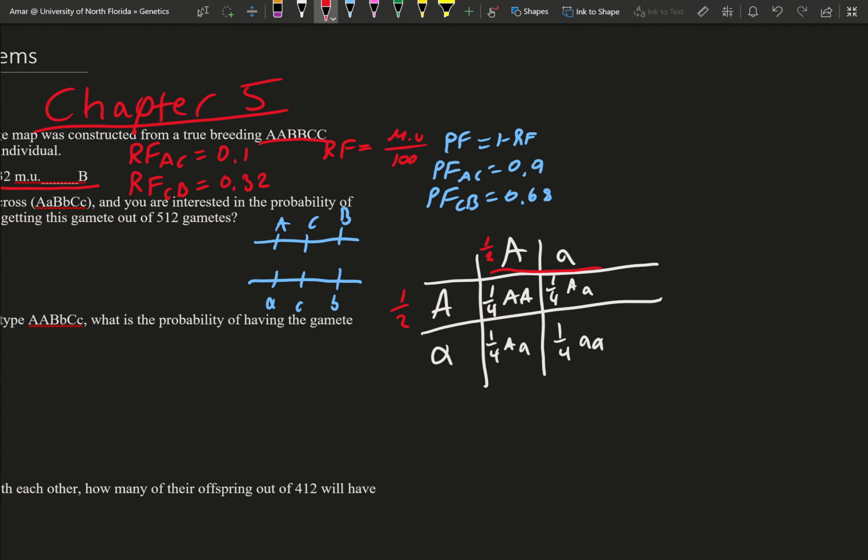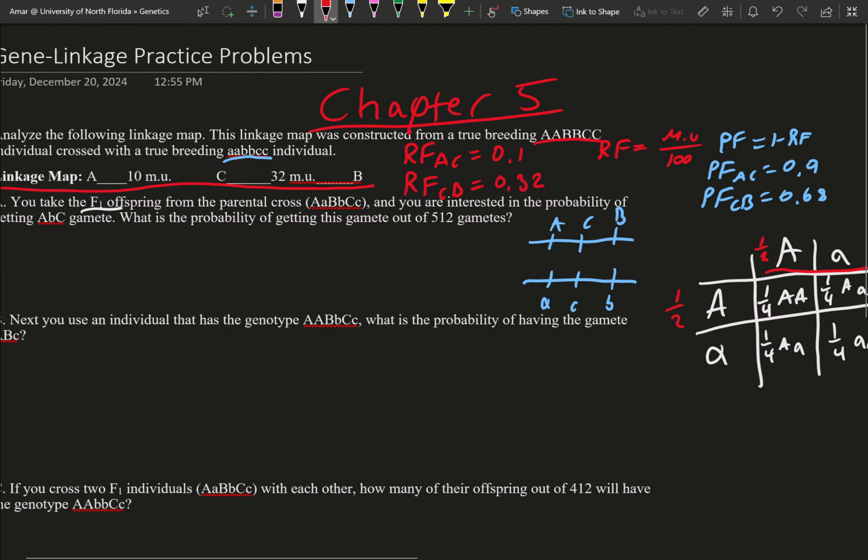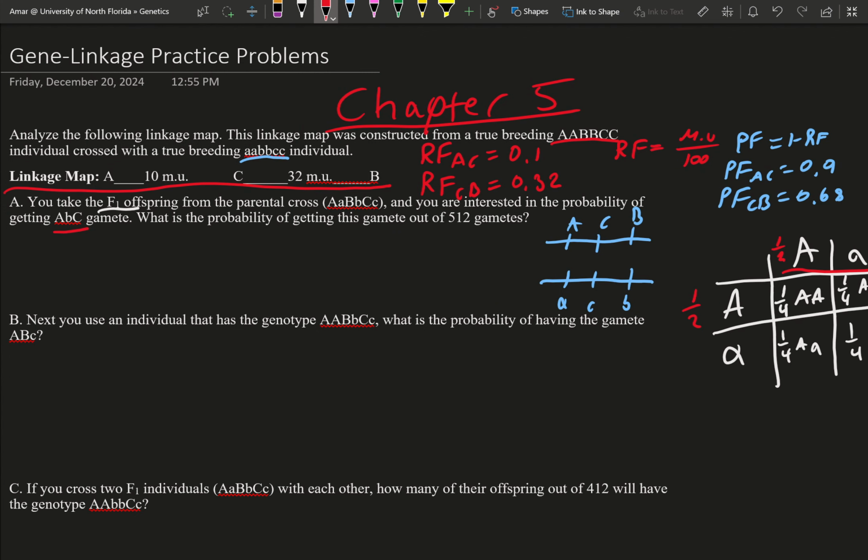Okay. So what we're trying to do over here, on the other hand, is figure out a gamete proportion, which is big A, little b, and big C. We're trying to do the exact same thing, except we don't know what our gamete proportions are for the F1, okay? So yeah, let's start working on that. What we want to do is figure out the probability of you getting a big A, little b, and big C gamete, okay?